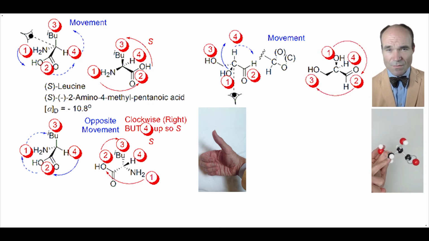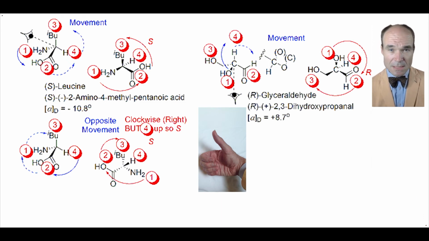Now follow the arrows from the highest priority through the second highest priority on to the third highest priority. Okay, they're going clockwise, thus R. So happily, both methods provide the same answer. This molecule is called glyceraldehyde, the simplest carbohydrate. The IUPAC name is R plus 2,3-dihydroxypropanal, with a polarimeter value providing an alpha plus 8.7.